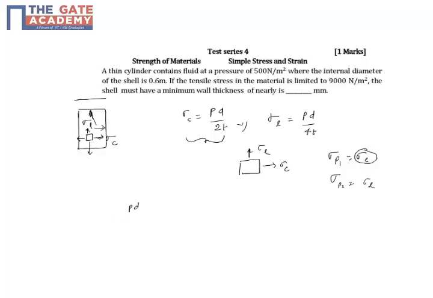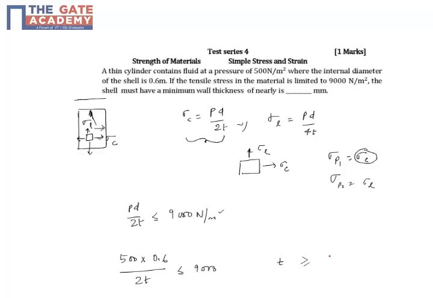So PD by 2T, which is your circumferential stress or the hoop stress, has to be 9000 Newton per meter square. So pressure is given as 500. Everything in this we substitute in meters. Diameter is given as 0.6. Thickness is something which I don't know, so you have to limit this to 9000.